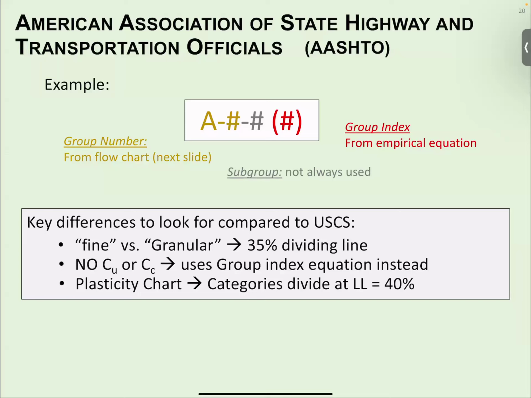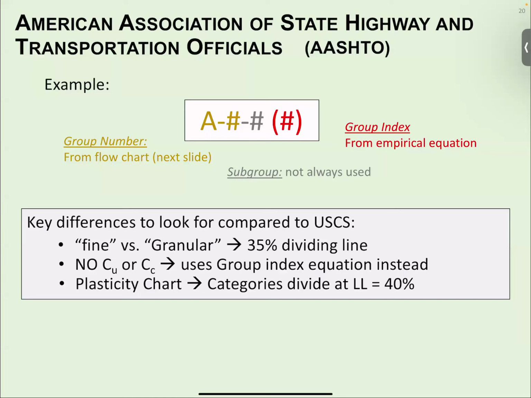they use a 35% dividing line. In USCS, what was the percentage for the fine / granular? 50%. Yeah, it was just majority rules, right? Is the majority granular or is the majority fine? But for this, they have 35%, so it's a little less intuitive.